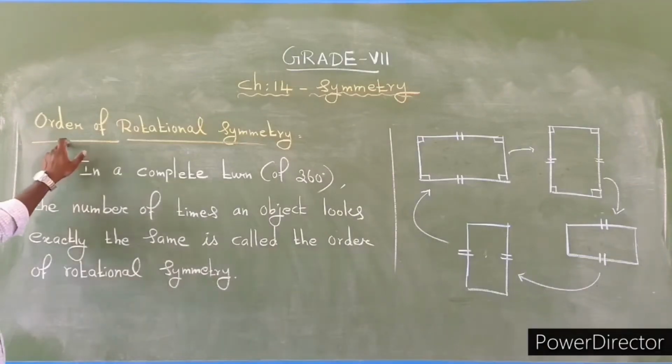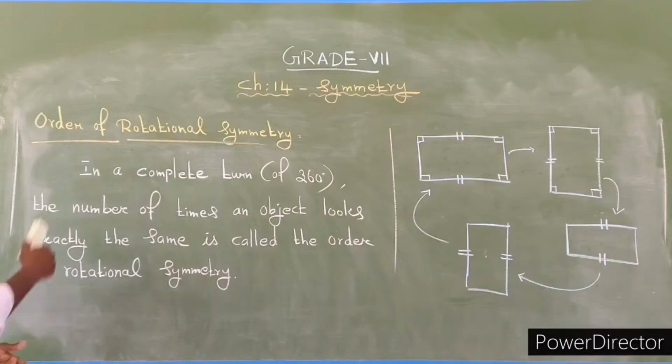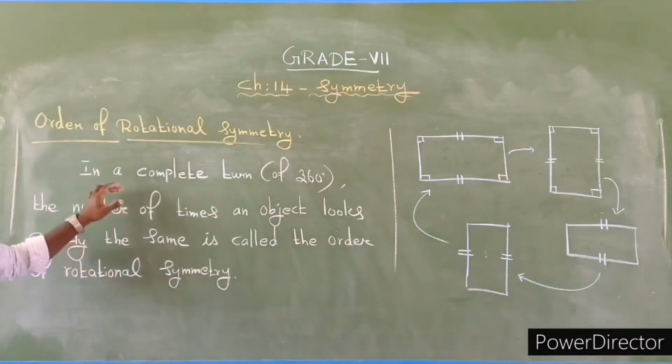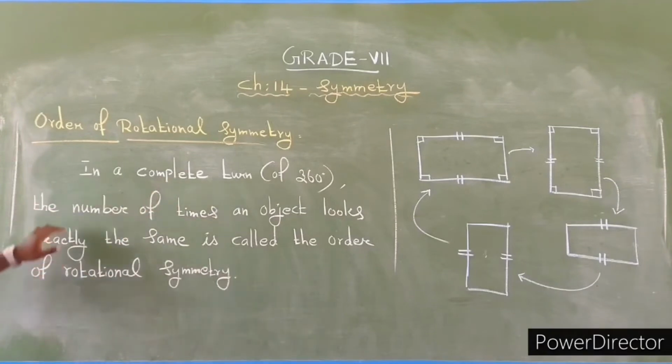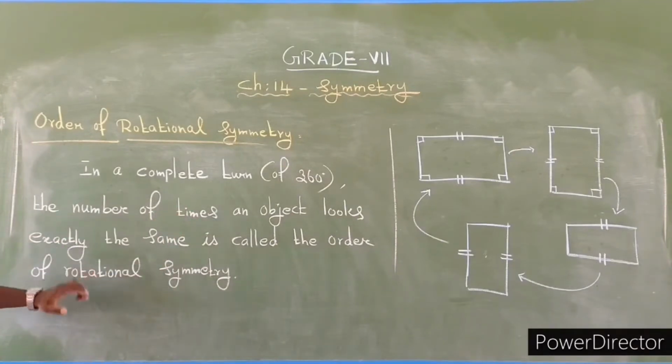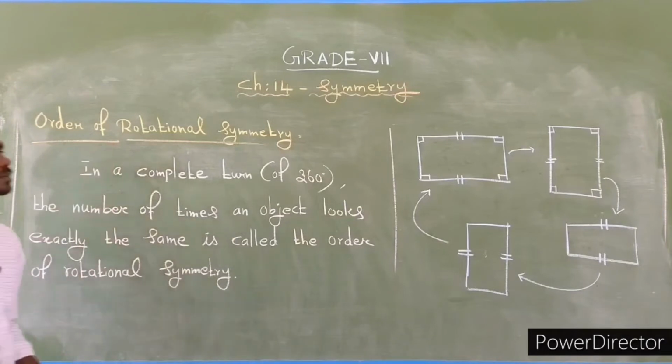Then our next concept: what is the order of rotational symmetry? In a complete turn of 360 degrees, the number of times an object looks exactly the same is called the order of rotational symmetry.